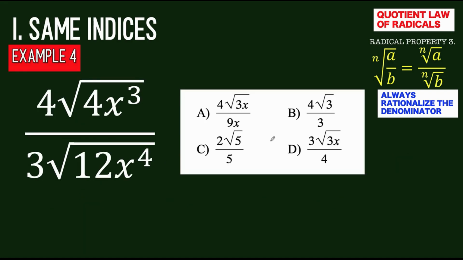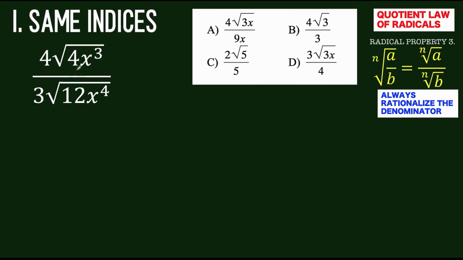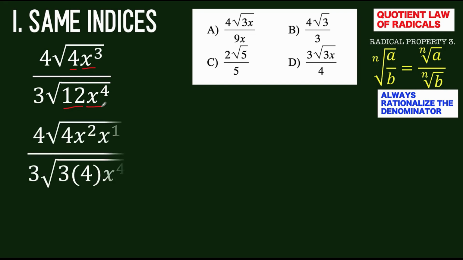Example number 4. Let's say we are asked to divide 4 times the square root of 4x cubed over 3 times the square root of 12x to the 4th. And these are the 4 options. Now, before applying the quotient law of radicals, notice that this 4 is a perfect square. This x cubed can be written as x squared times x to the first, and x squared is a perfect square factor. The same here, 12 can be written as 3 times 4, and 4 is a perfect square, and x to the fourth is also a perfect square. So we are going to do this simplification first before we apply the quotient law of radicals.